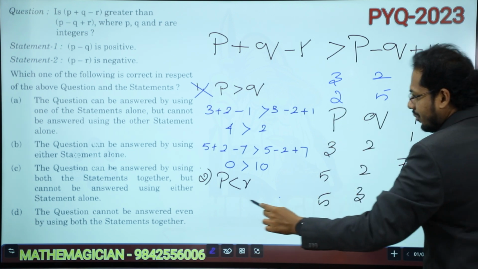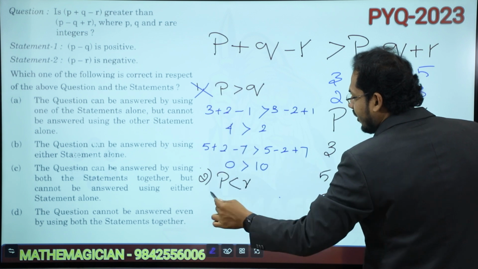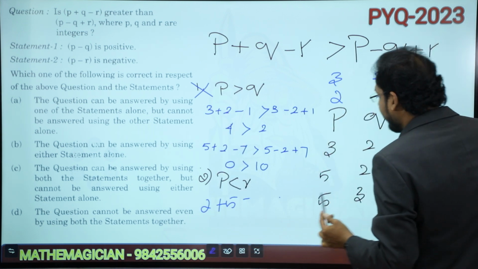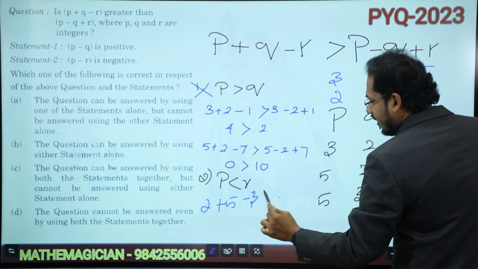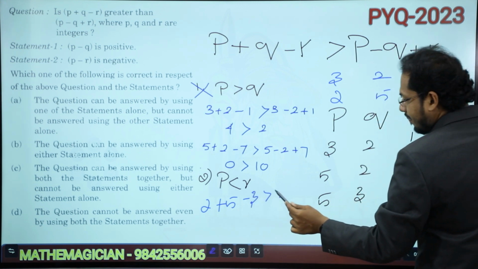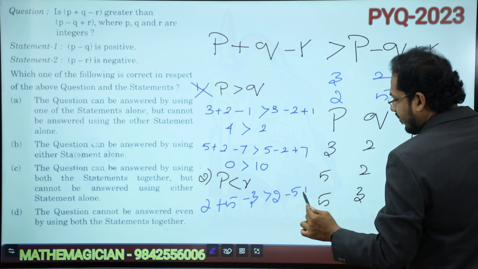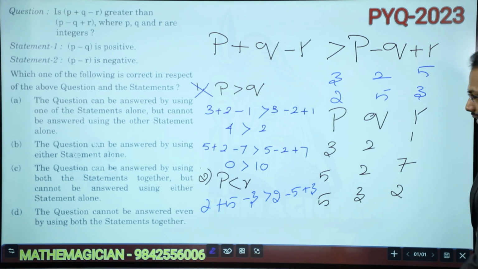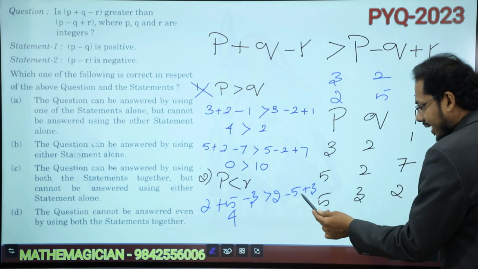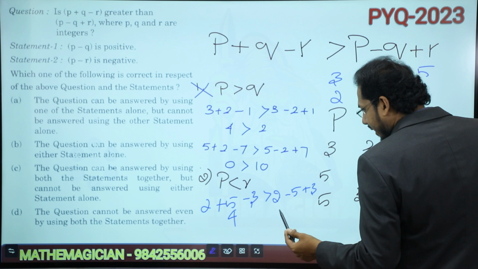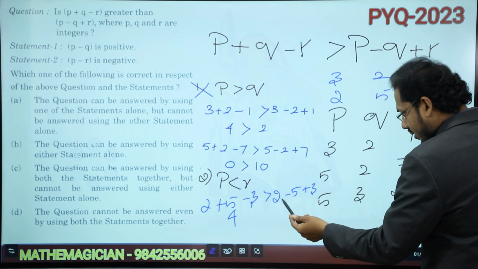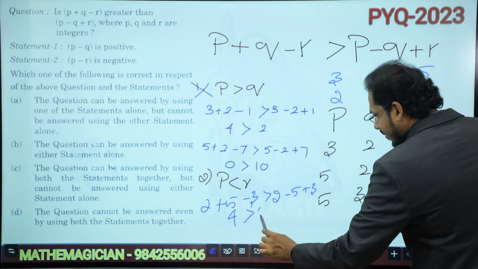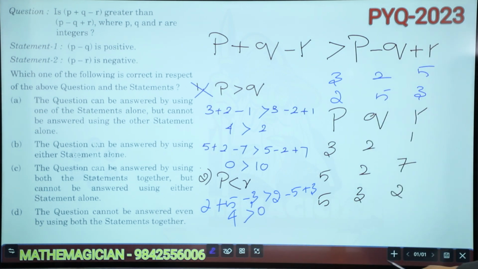Okay, let's take this first, 2, and go for this equation. 2 is P, plus Q, 3, minus R, that is 5. That should be greater than 2 minus 3 plus 5. What is the value? 2 plus 3 is 5, 5 minus 5 is 0. Then here I get 2 minus 3 minus 5... so it will be 0. That is right.